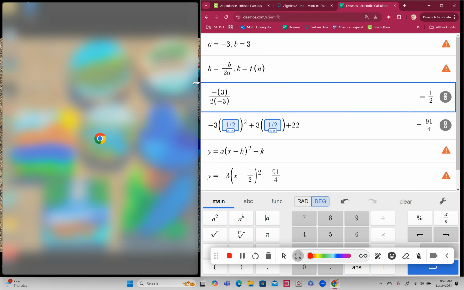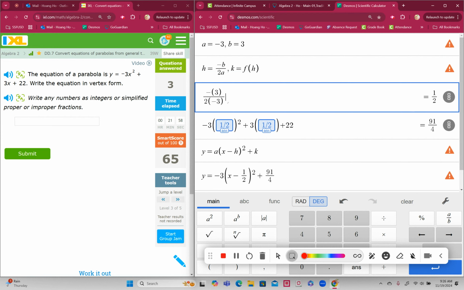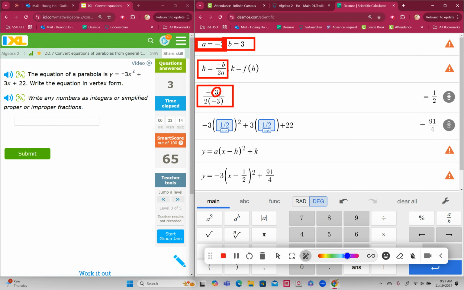Now it's moving. All right, so now I put into my equation negative b over 2a right there. You can see this is the b value and this is the a value. So I put it in, and the answer is 1/2. You might see the answer as 0.5, but you click on the button and it becomes 1/2. Leave it as a fraction.